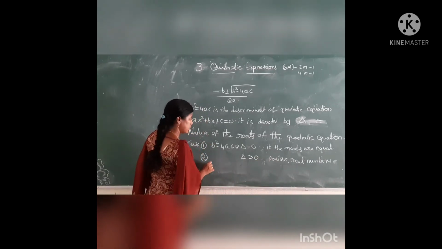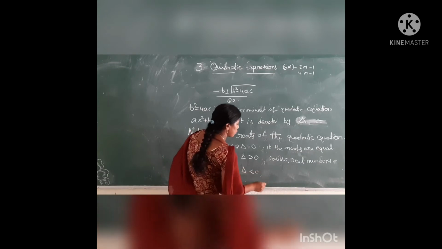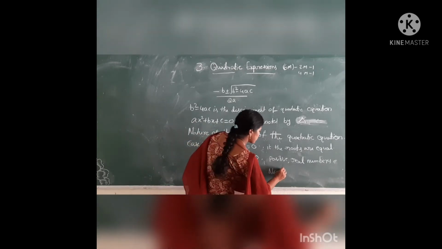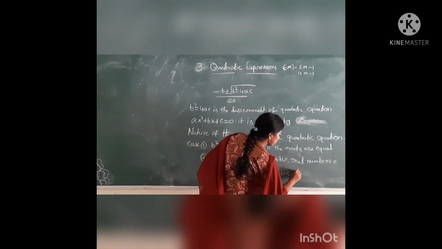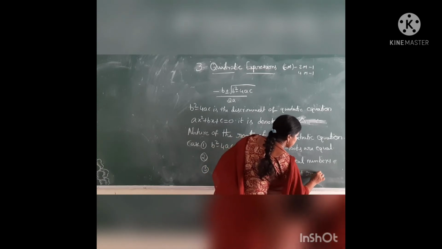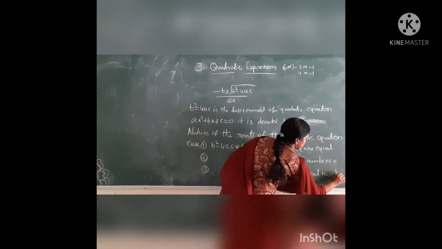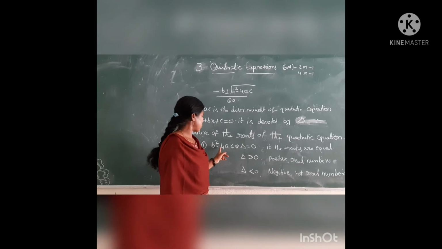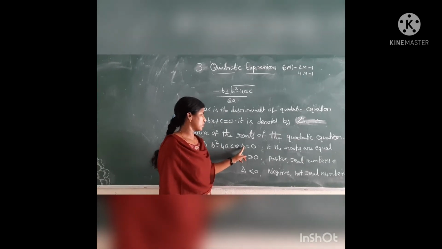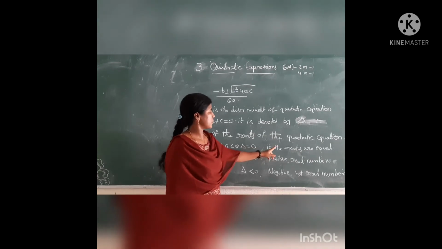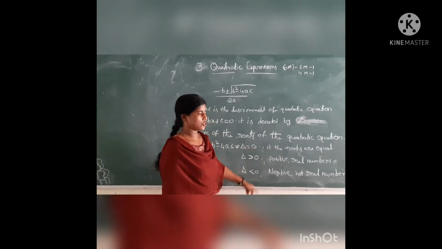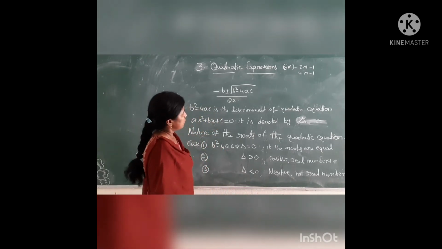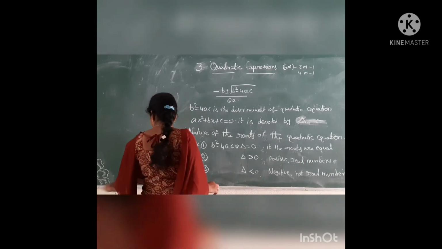The third condition is delta less than 0, and negative values. Less than means we get negative values, negative and not a real number. Okay, nature of the roots means the discriminant b square minus 4ac, which is denoted by delta. If delta is 0, the roots are equal. Greater than 0 means we get positive values. Less than 0 means negative. Okay, next we follow the example sums.